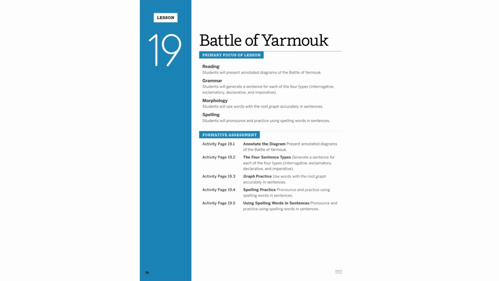Students will present annotated diagrams of the Battle of Yarmouk, highlighting key strategies and outcomes. They'll generate sentences in 4 types: interrogative, exclamatory, declarative, and imperative. Using words with the root graph, students will construct accurate sentences. Additionally, they'll practice pronunciation and usage of spelling words, enhancing their linguistic skills.